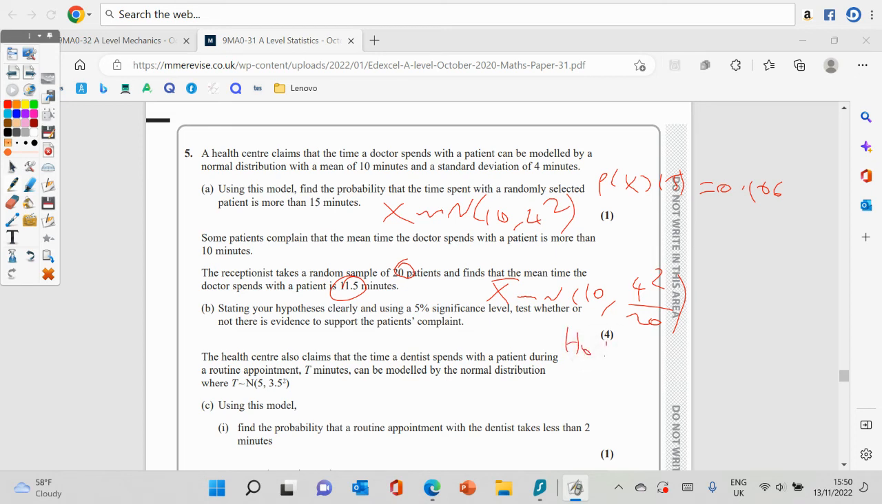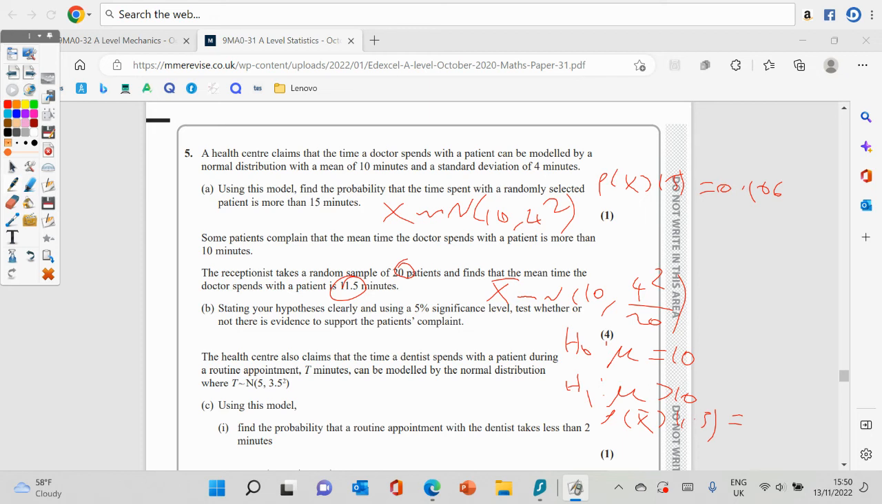The null hypothesis will state that mu is equal to 10. The alternative will say that mu is bigger than 10. We want the probability that X bar is bigger than 11.5.